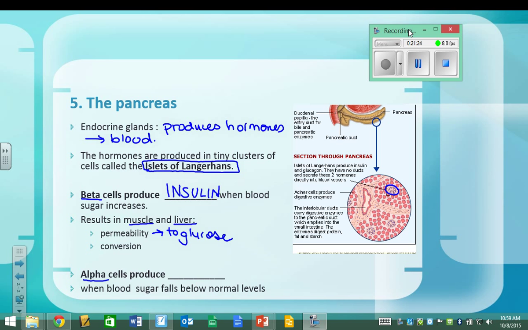The other thing that happens in your muscles and in your liver is that there is increased conversion of glucose to glycogen. Glycogen is the storage form of glucose. And glycogen is produced both in your liver and in your muscles. So when insulin is produced, those are the responses that happen in your body.